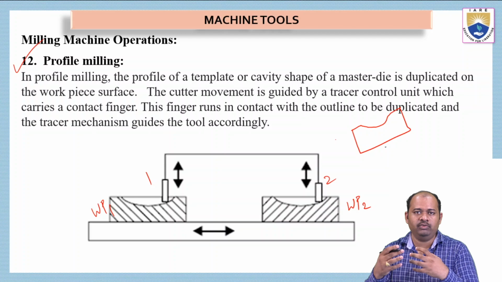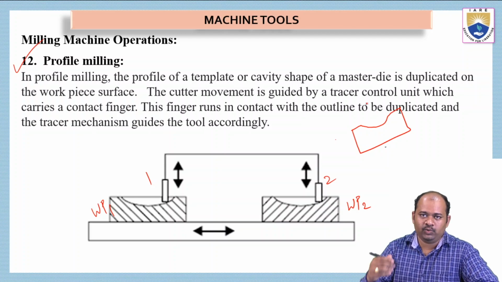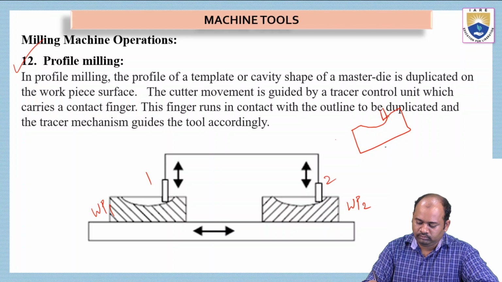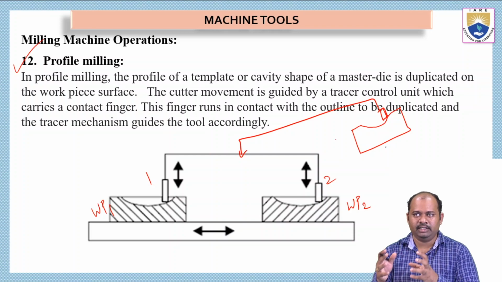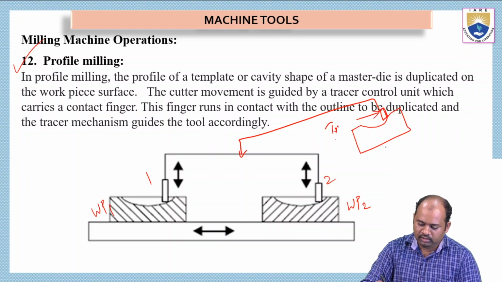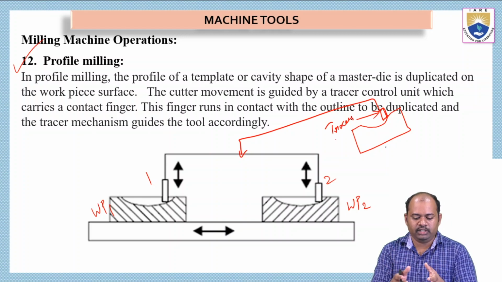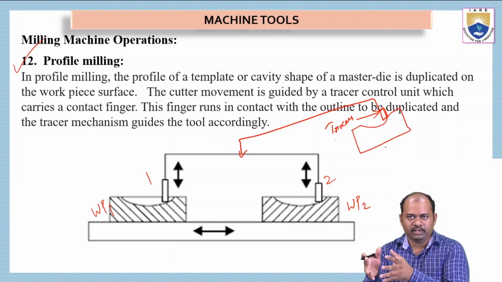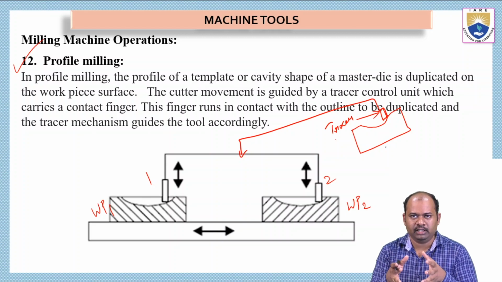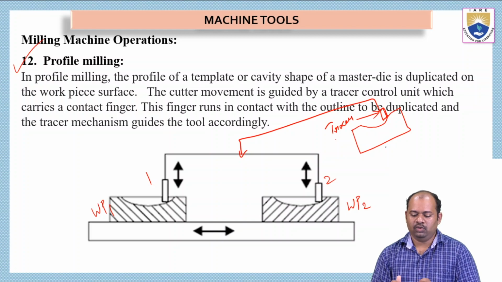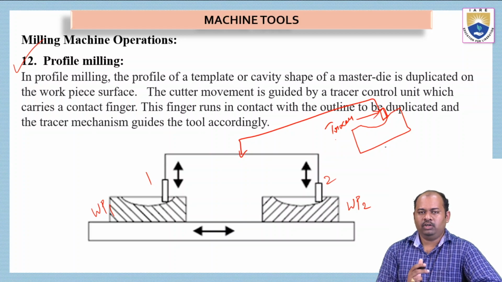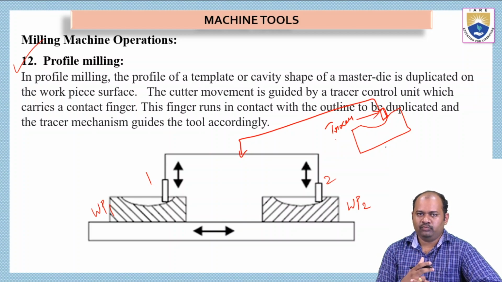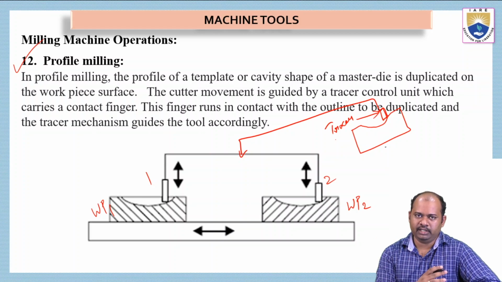The tracer is a device which will follow the actual shape of this. This is in contact with this one. This is the tracer. So the tracer will be in contact with these two tools, and the movement of the tracer will be replicated here. Okay, this is very hard to understand. That means when we want to make duplication, we have to act somewhere and we have to duplicate it.